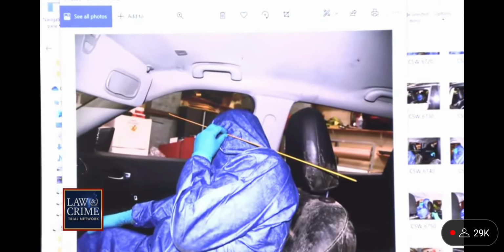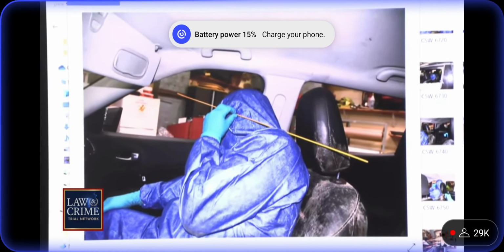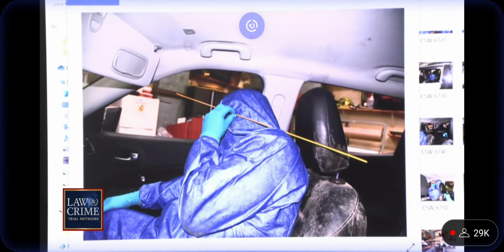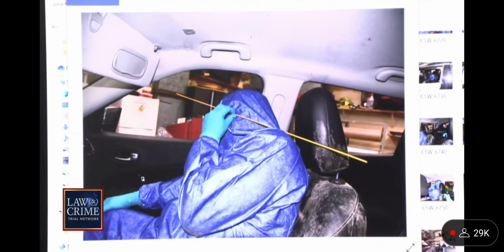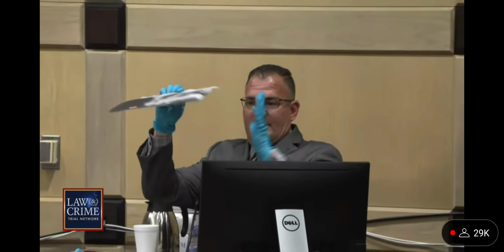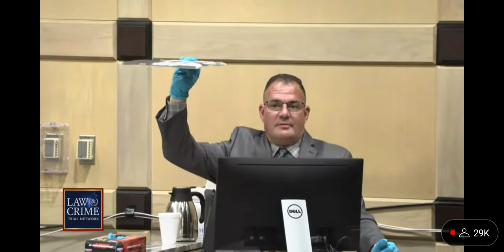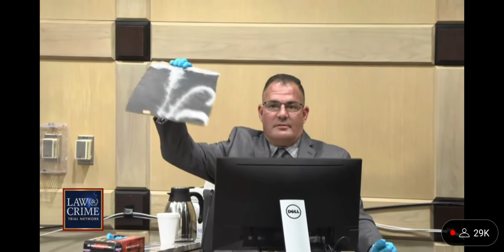And I object to the leading nature of "Will this assist you?" Call the roll. Yes. It would be, so if the vehicle is facing this way, it would be this way. Okay, and just show the ladies and gentlemen of the jury the back of it so that it understands.